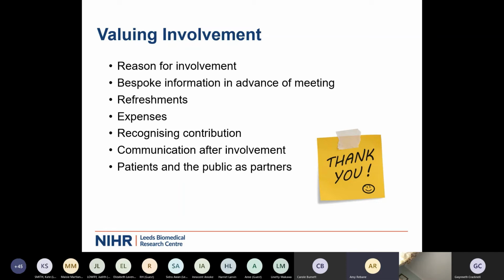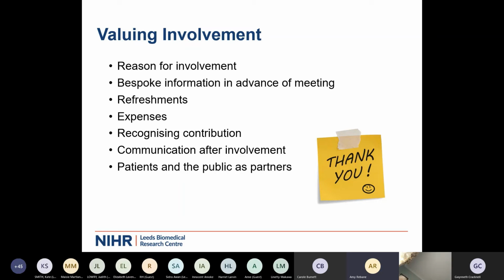Thinking about refreshments. Probably not so relevant right now, but making sure that when we do go back to face-to-face involvement, you've got refreshments available to people. You know where people can get a hot drink, where they can get some biscuits, and also do they have any dietary requirements that you think about? The worst thing is somebody turning up saying they're lactose intolerant, and then you need to hunt for some milk that they can use.